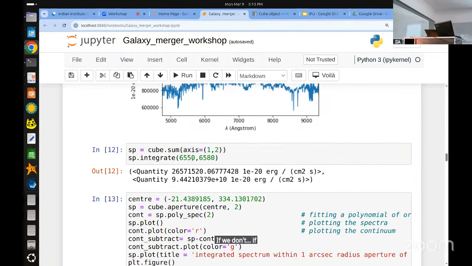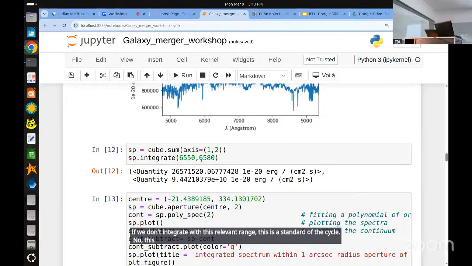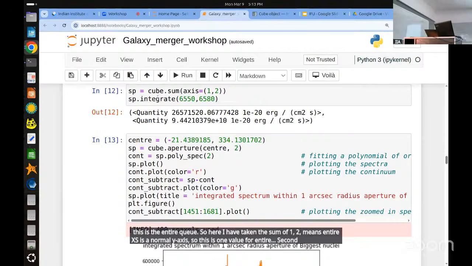SP dot integrate was within this wavelength range. This is the center of the circle. No, this is the entire cube. So here I have just taken the sum over 1, 2, meaning the entire x-axis and y-axis. So this is one value for the entire cube. The second line is where I am defining a. So this is the integration.